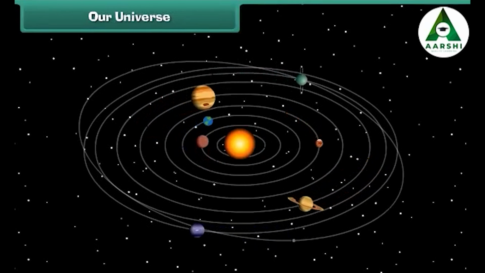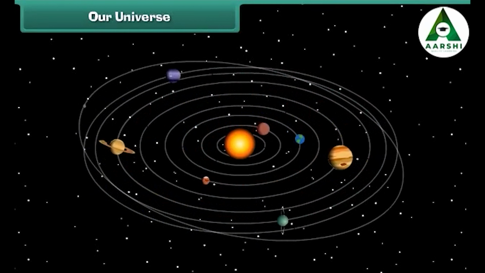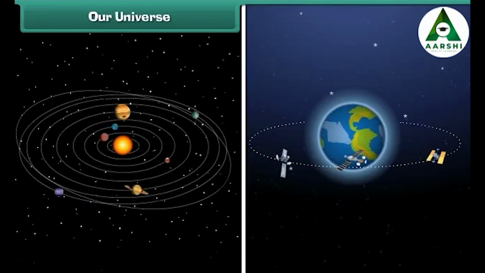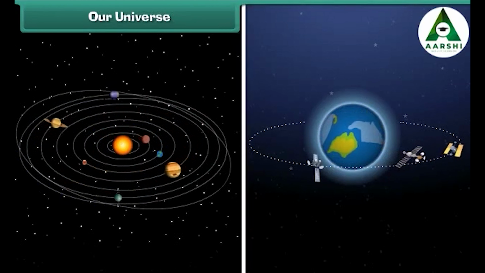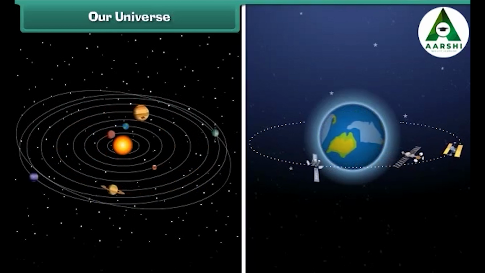Friends, all that we see in the sky is just a part of the universe. There are many stars, planets, and satellites in the universe. They all appear to be very small because they are too far from us, but actually they are very large in size. Do you know that our planet Earth is also a part of the universe?